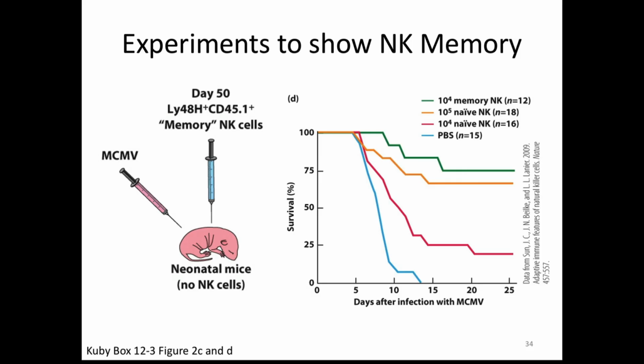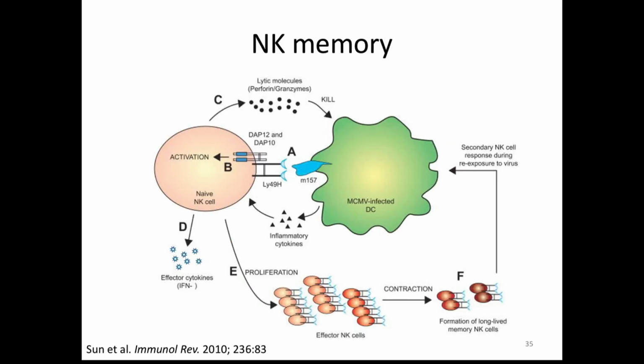But if we give them only 10 to the fourth, 10,000 of the memory NK cells, so that lower number of NK cells, comparing with the red line, in green, you can see those memory NK cells work better. So all these things came together to give this idea that NK cells could lead to a memory response. And you can see this here. These NK cells seem to proliferate, make effector NK cells, contract, form long-lived memory cells, and have this ability to respond better the second time around to the microbe.